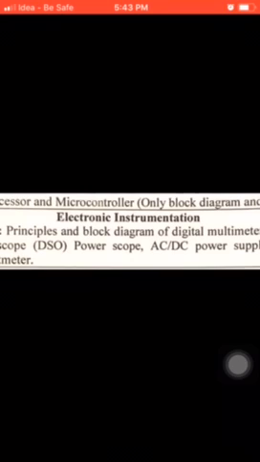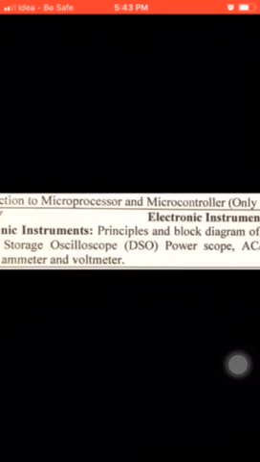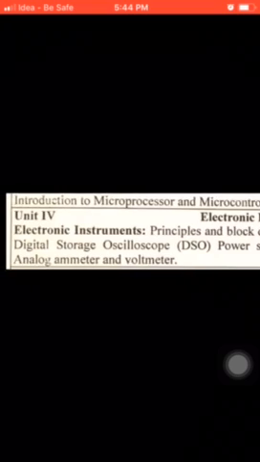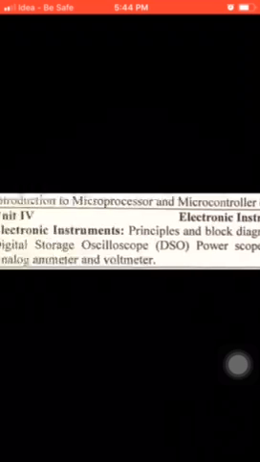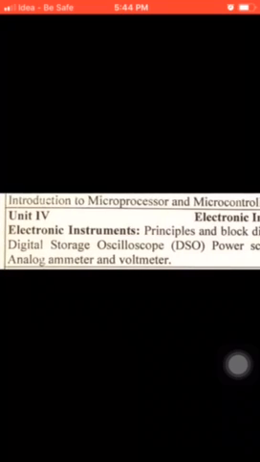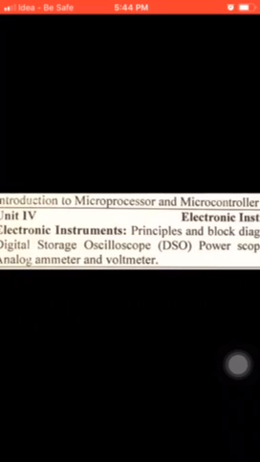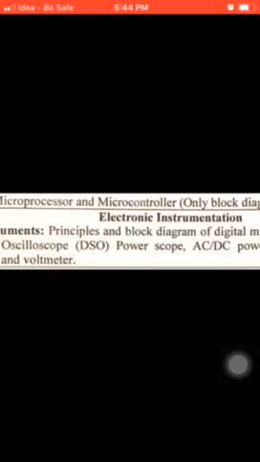Let me read the contents under this particular unit. It consists of principles and block diagram of digital multimeter, a function generator, then digital storage oscilloscope, that is DSO, then power scope, AC-DC power supply, auto transformer, and analog ammeter and voltmeter. As you can understand from the contents as well as the name of the unit, this unit is based on all the different types of instruments that we generally use in labs, that is our basic electronics lab.